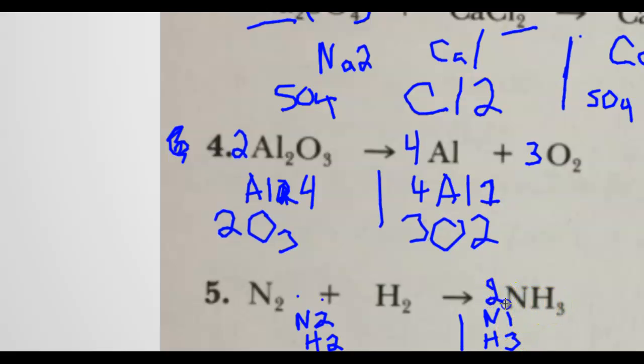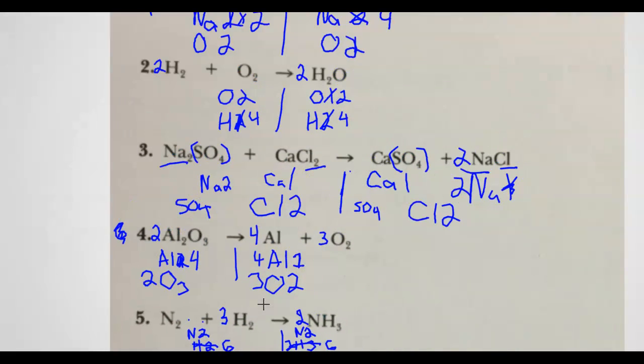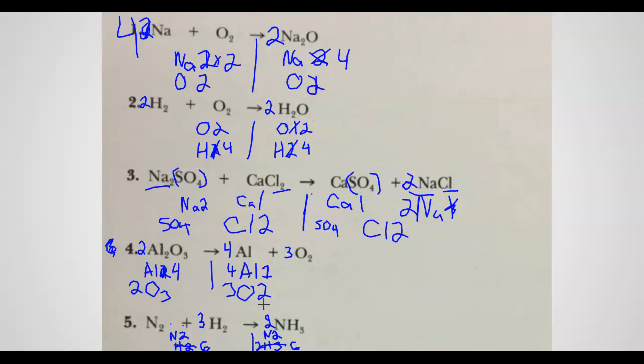I can put a coefficient of 2. 2 times 3 will give me 6. I've got 2 here. 2 times 3 will give me 6. So my hydrogens are now balanced. So 2 times 1 gives me 2. And ironically, I already have 2 on the other side. That one is now balanced.